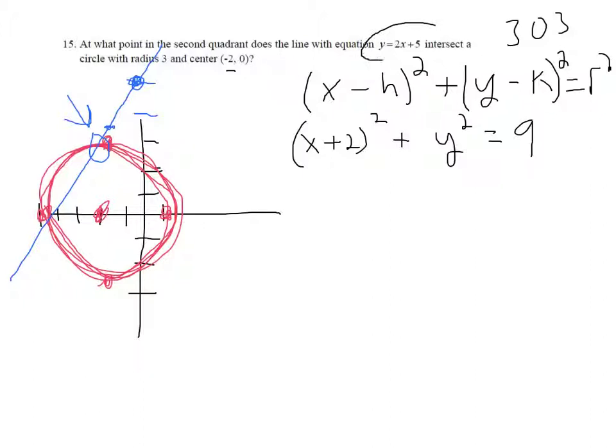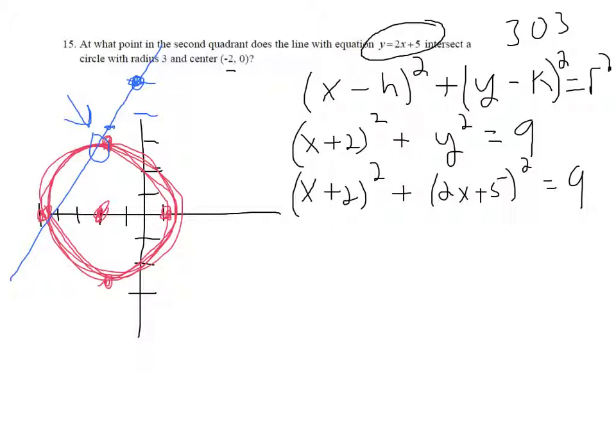Now, I know that y is equal to 2x plus 5. That means the place where they intersect will have the same y coordinate. It also has the same x coordinate. So what we're going to do is replace y in our equation of the circle with y for that line, and then solve that resulting equation. So (x plus 2) squared, which we'll have to expand out, plus (2x plus 5) squared, equals 9. And now we're going to expand these out, and I won't make you watch me do those.